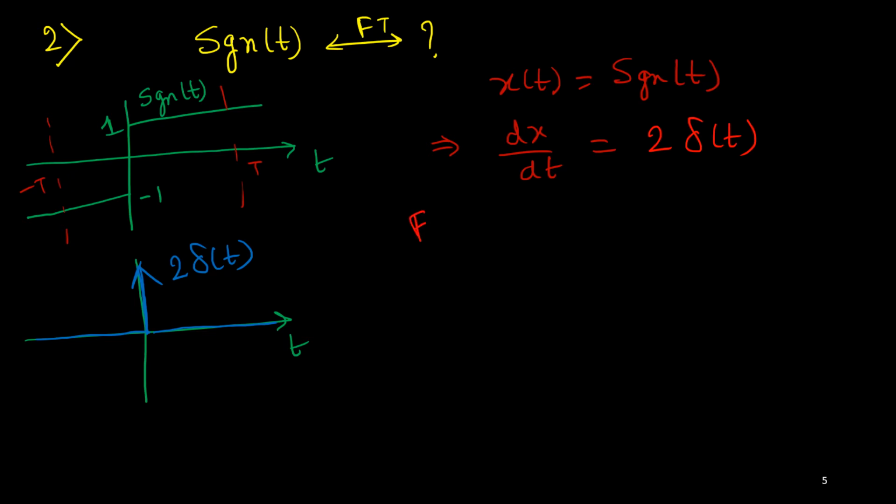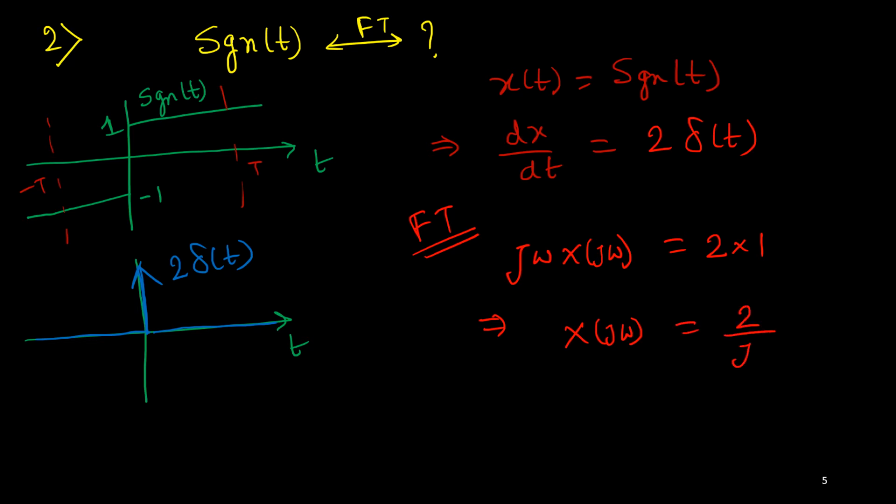Now if you take the Fourier transform on both sides, the left side is j omega capital X of j omega, and the right side is 2, since the Fourier transform of the delta function is 1, a constant. And thus capital X of j omega is 2 upon j omega. So the signum function, its spectrum, is 2 upon j omega.